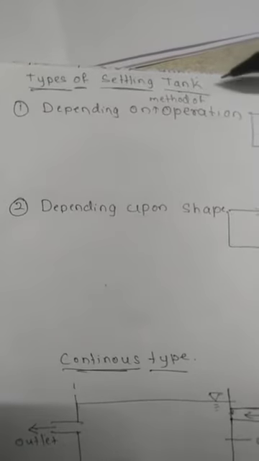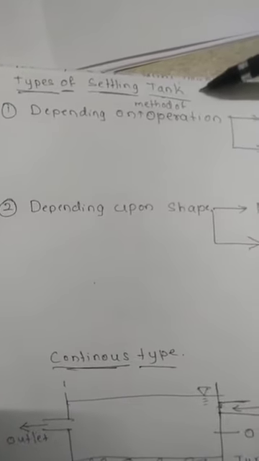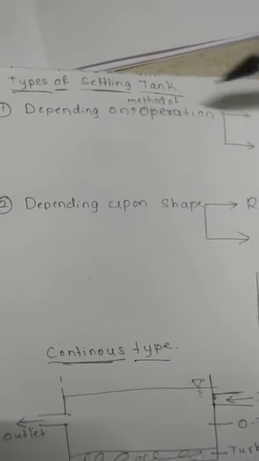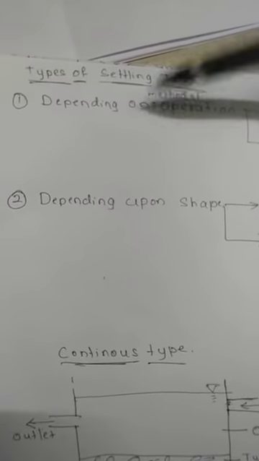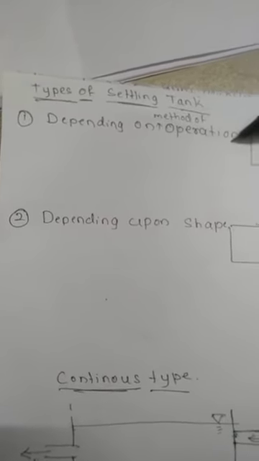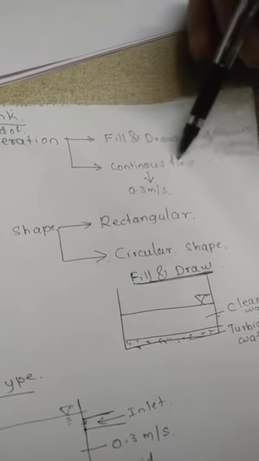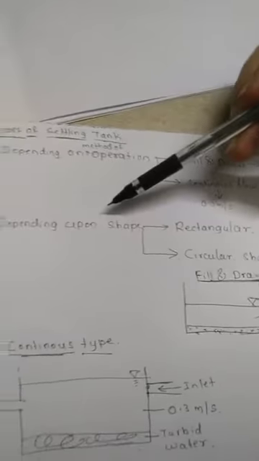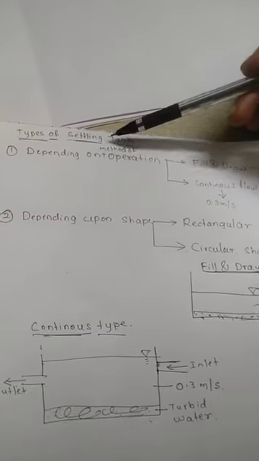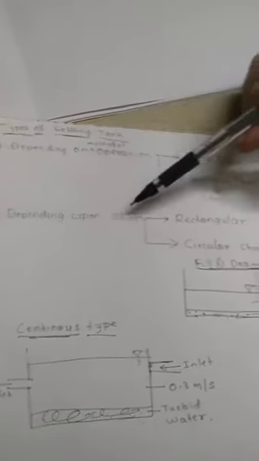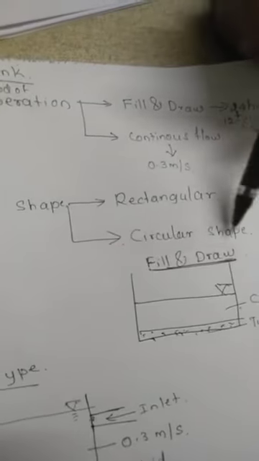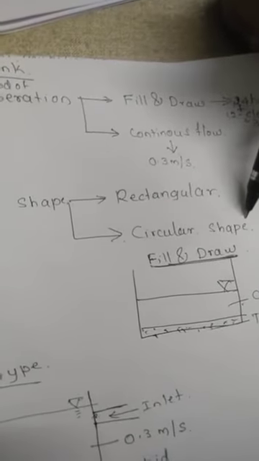Now the next topic is types of settling tank. We classify the types of settling tank depending upon the method of operation. We have two classifications, that is fill and draw, and continuous. Based upon the shape, we divide it into rectangular and circular types of sedimentation tank.